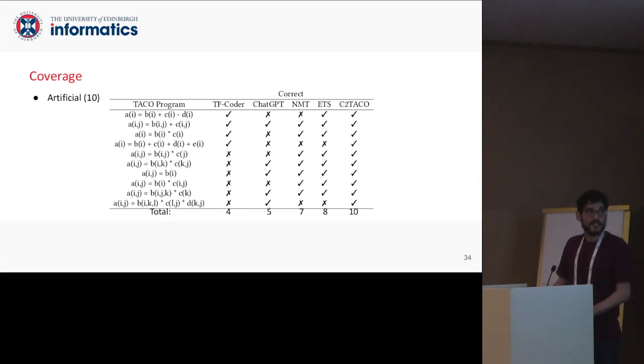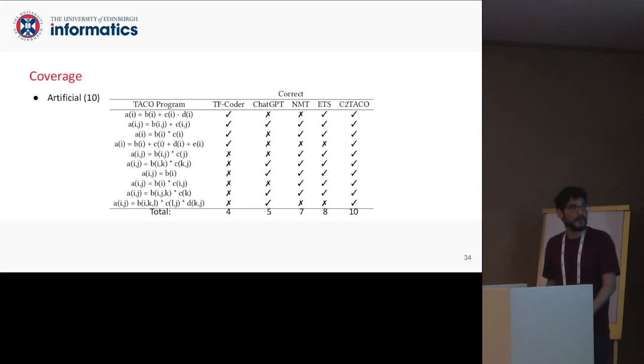And ChatGPT and the NMT model just output programs that are wrong in some cases. For the NMT, they are all syntactically valid, but they are semantically wrong. For ChatGPT, you have both cases. You have programs that are syntactically wrong and programs that are semantically wrong.